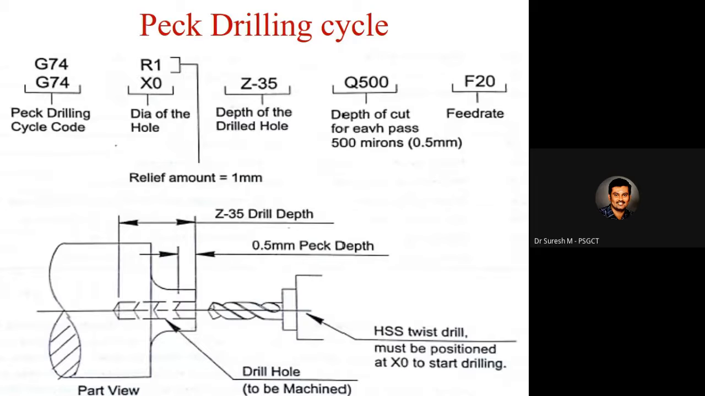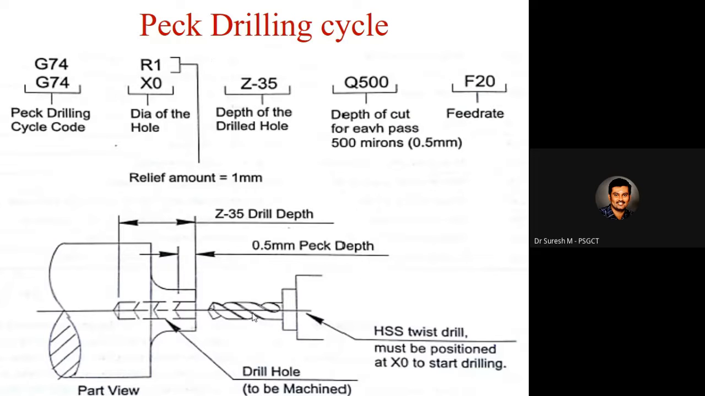The next cycle is called the peg drilling cycle. G74 is the code for the peg drilling cycle. R is the retract height, X is the position of the hole, Z is the depth of the hole, and Q is the depth of cut in each pass. This should be given in microns, not in mm. And then the feed rate for this particular operation. So this is the peg drilling cycle.